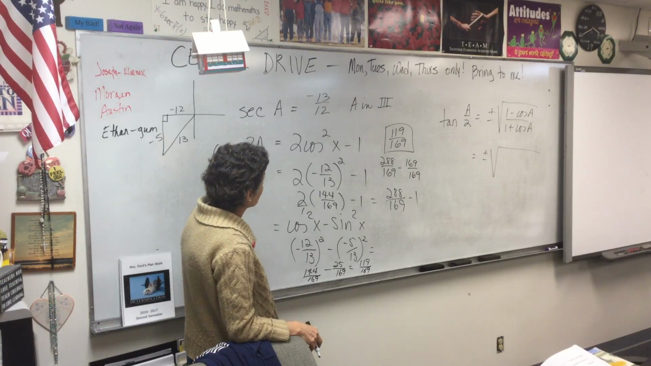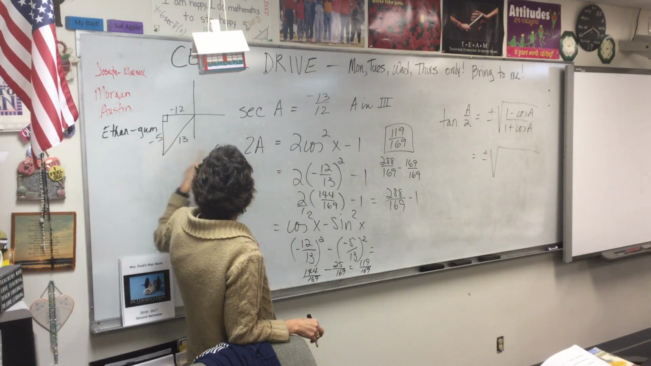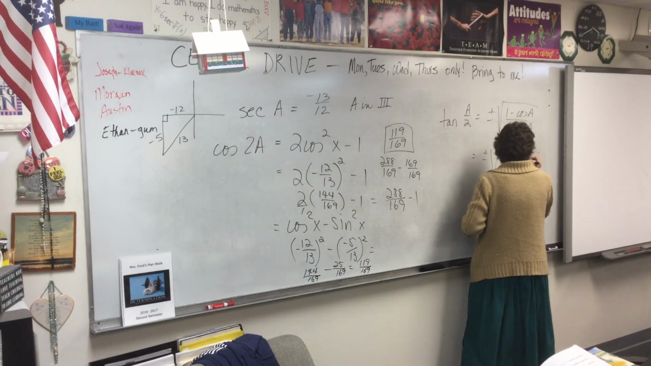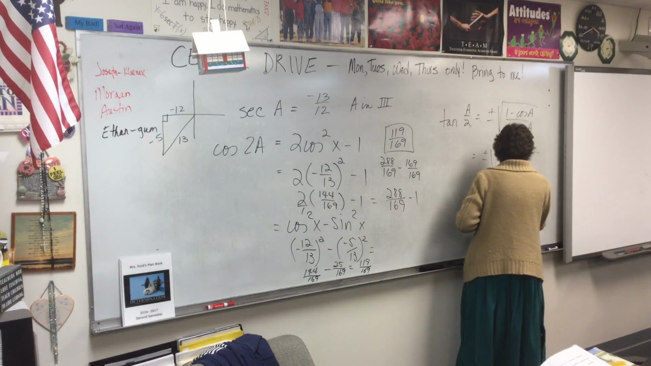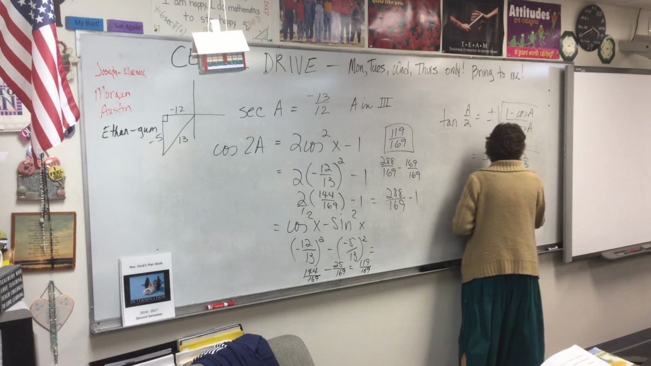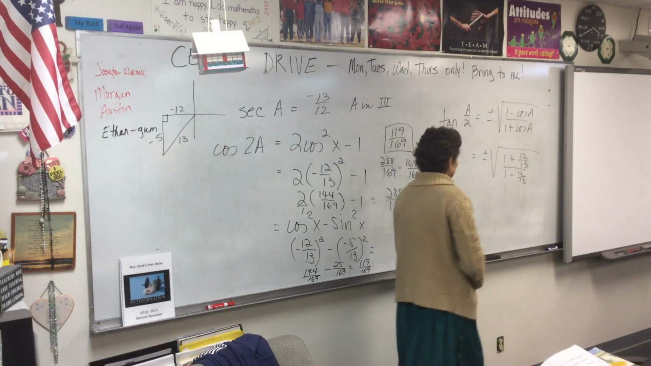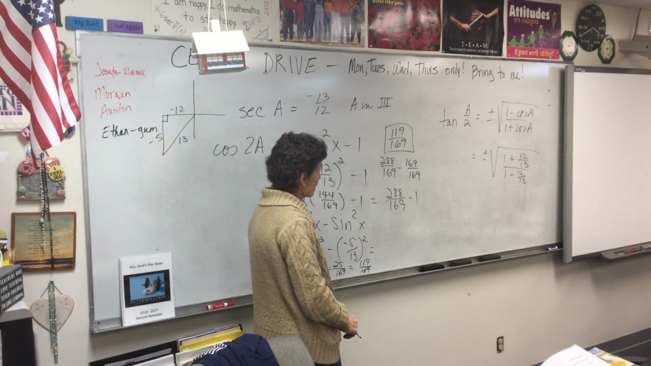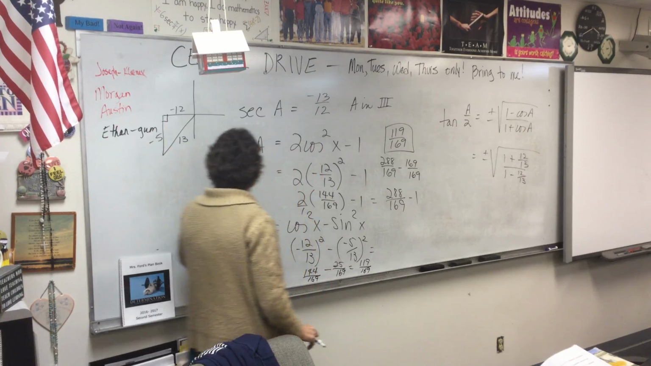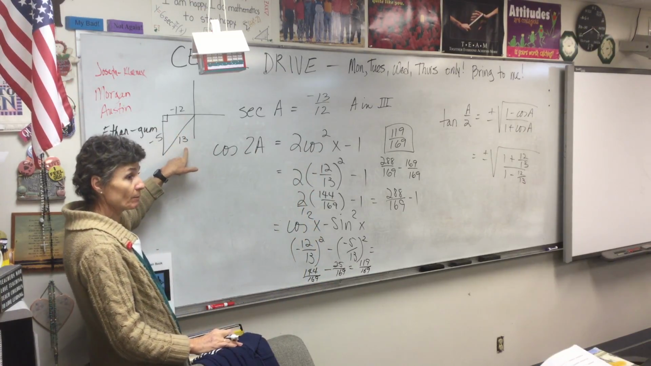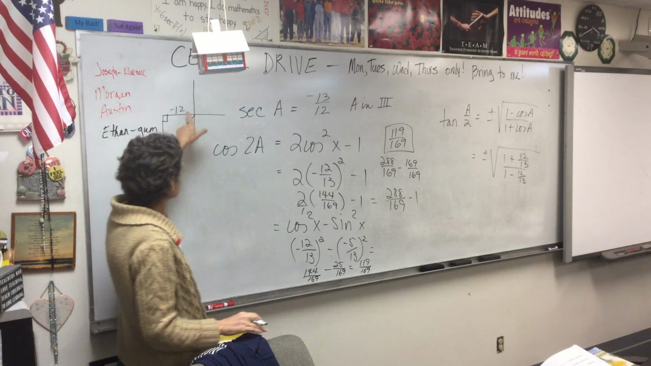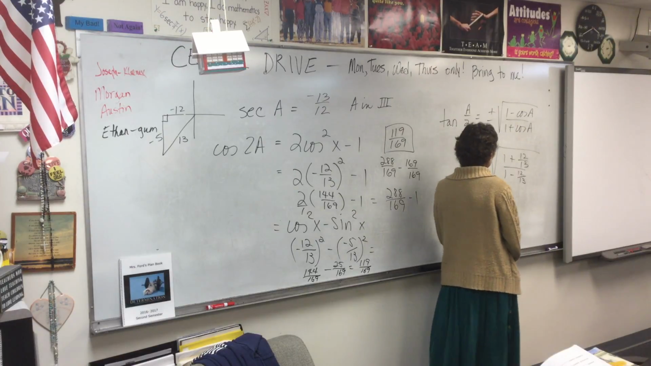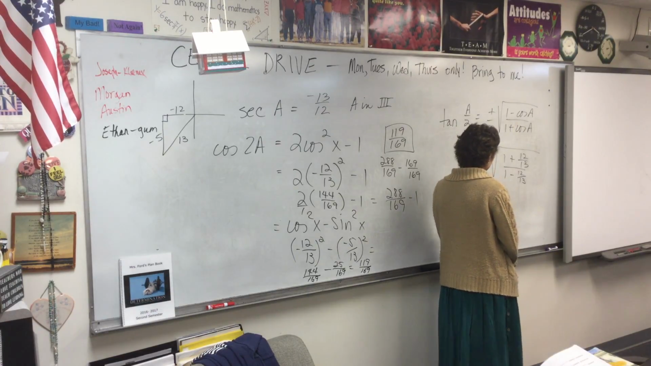Alright, so here we go. 1 minus cosine would be what? What's cosine? So that'd be 1 plus 12/13 over 1 minus 12/13, because the cosine is a negative number. So since it's negative 12/13, 1 minus a negative is 1 plus, and 1 plus a negative is 1 minus.